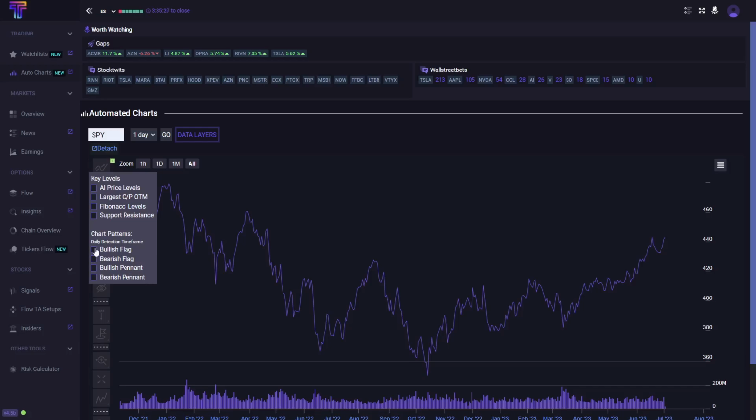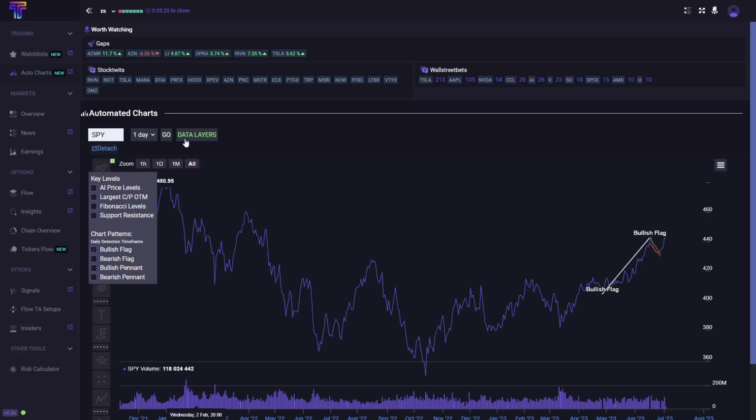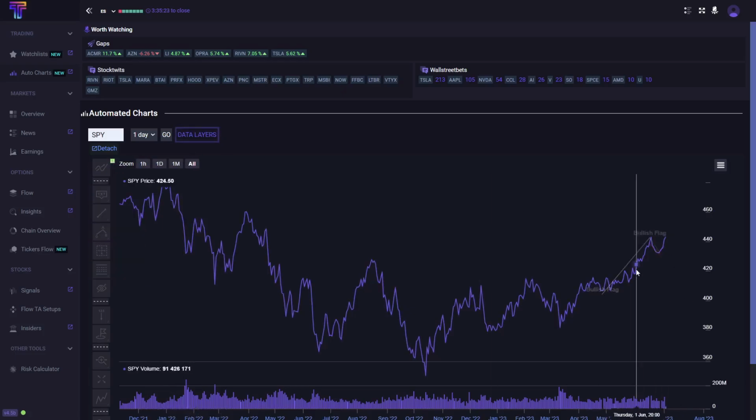That way you can see where bullish flags, bullish pennants, or bearish pennants are located on charts. So let's look at the bullish flag. If we click bullish flag here, we can see that there's a bullish flag formed on the S&P 500 over the past few days. It looks like over the past month or so, since May and June, and all the way to where we are at the end of June now.